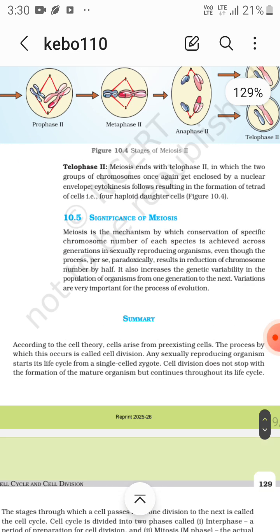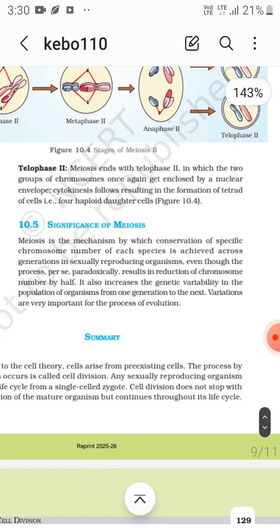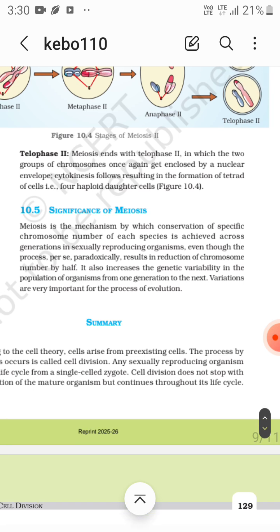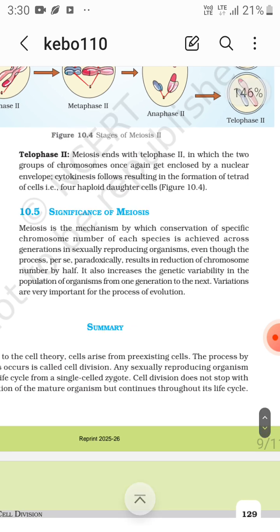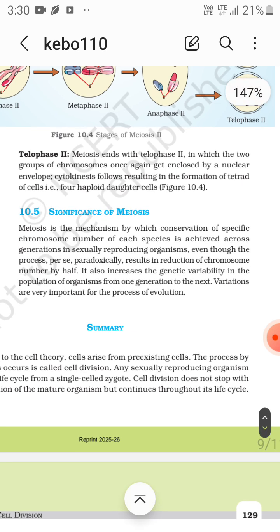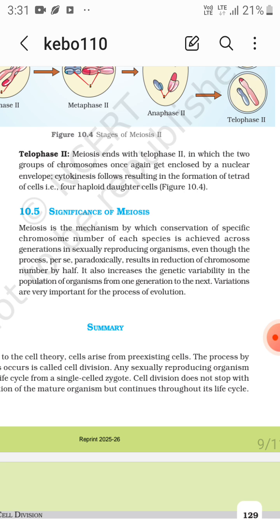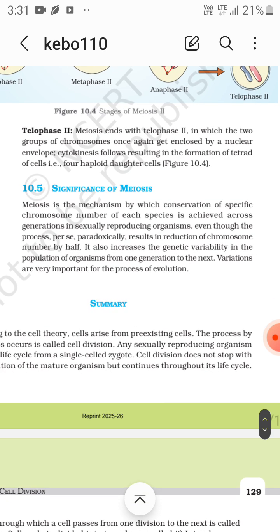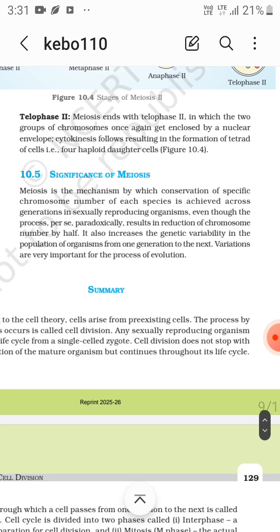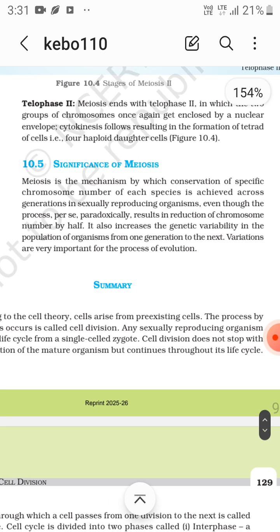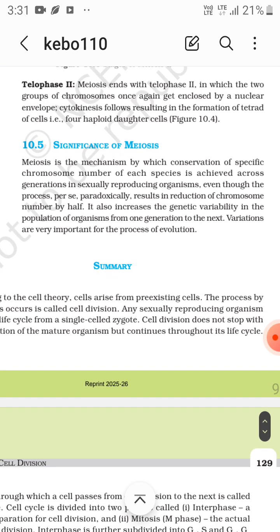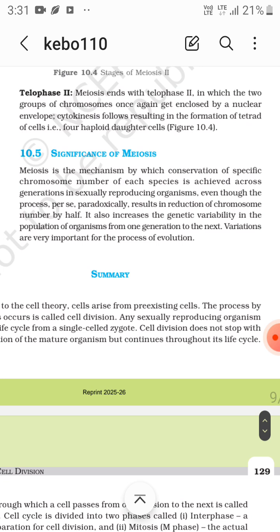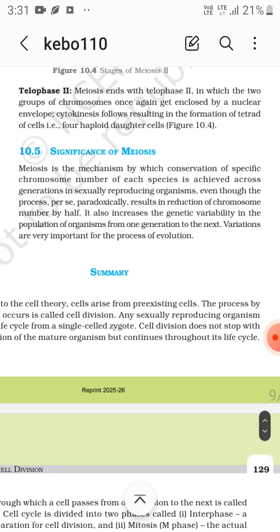And the significance of meiosis. Meiosis is the mechanism by which conservation of specific chromosome number of each species is achieved across generations in sexually reproducing organisms. Even though the process per se paradoxically results in the reduction of chromosome number by half, it also increases genetic variability in the population of organisms from one generation to the next, and variations are very important for the process of evolution. So this is the significance of meiosis.